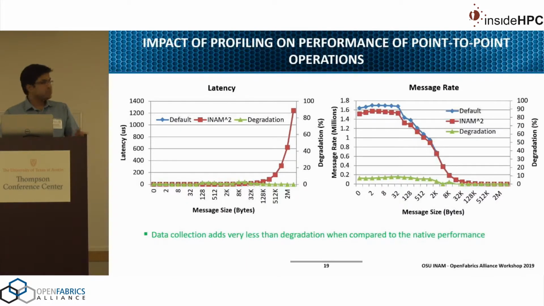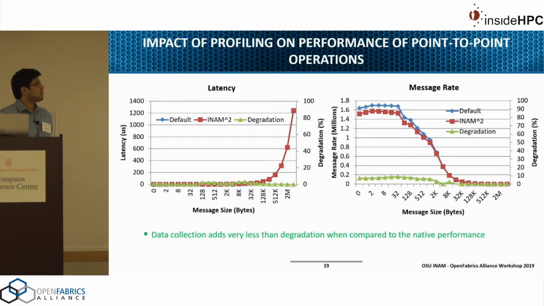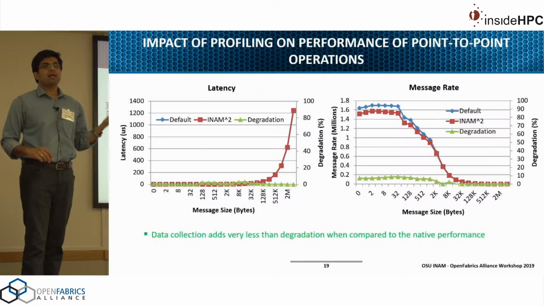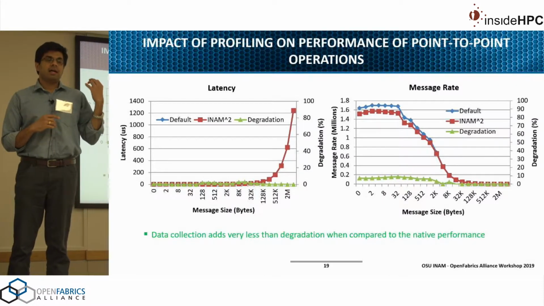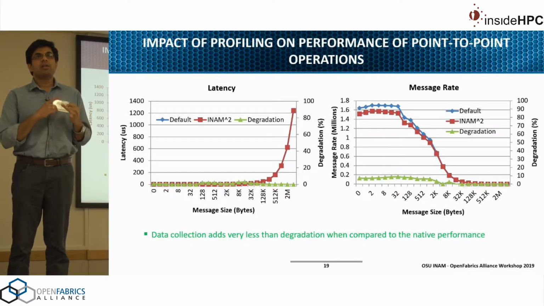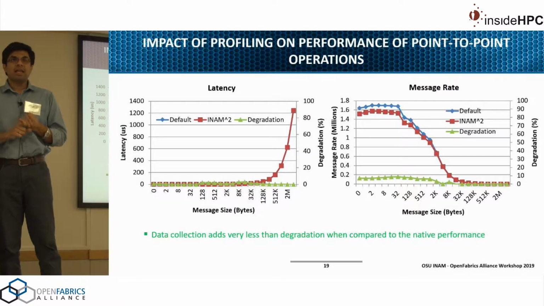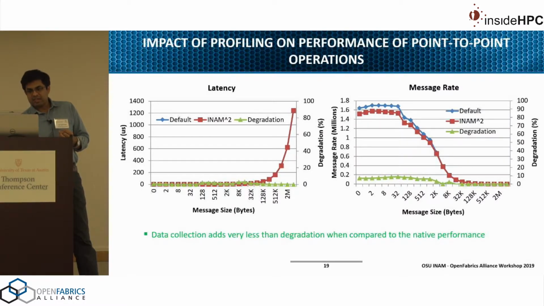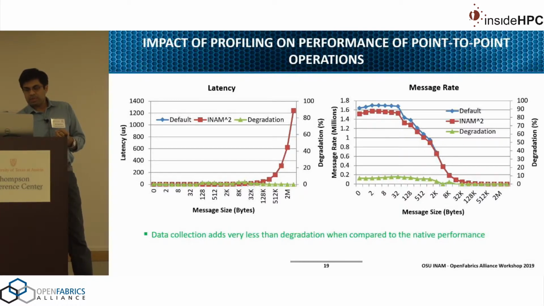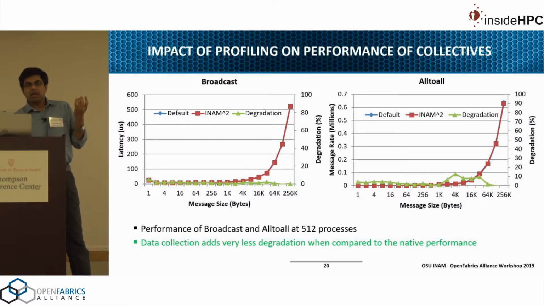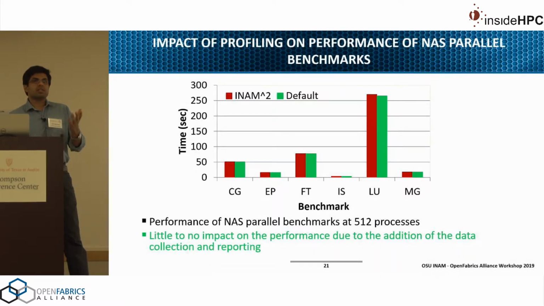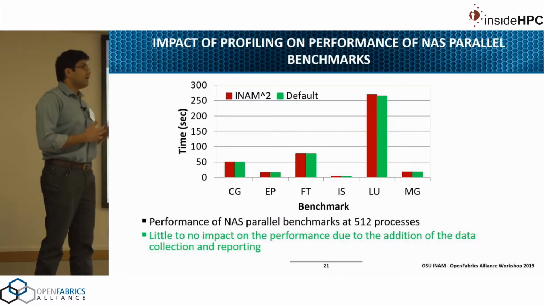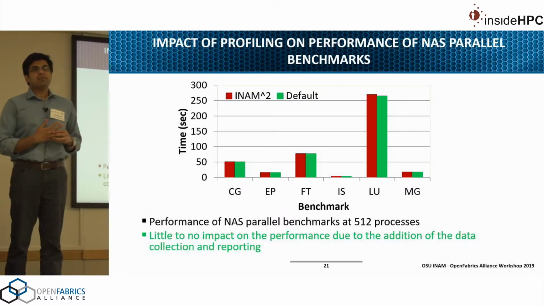Okay, so this is the impact on latency and message rate. Here we are measuring multiple things. One is the impact the data collection from the network has on the performance. Two, the impact the data collection from the MPI library has on the performance. As you can see, there is very little impact on your communication operations at a micro-benchmark level, for point-to-point, collectives, or standard benchmarks like NAS. We actually did some evaluation, and we don't see any significant impact on the performance of end applications.